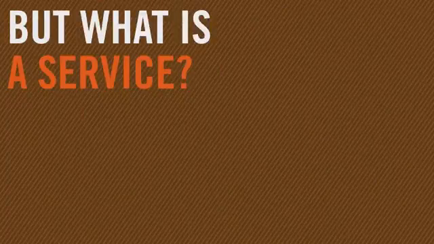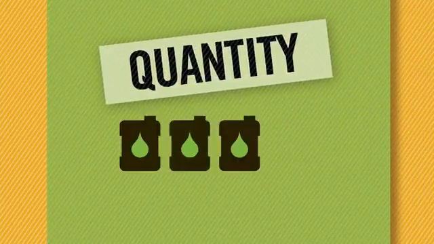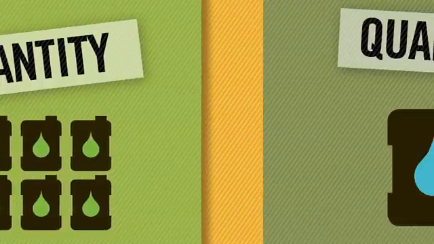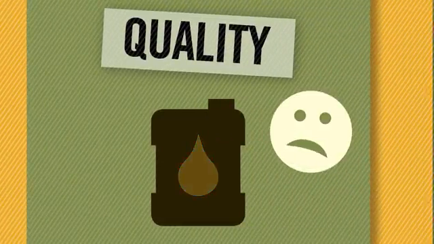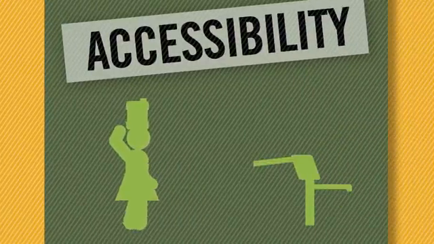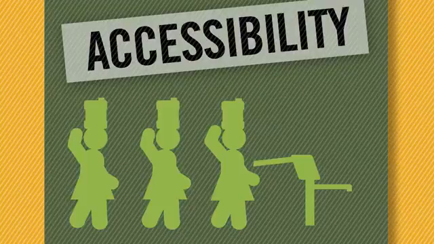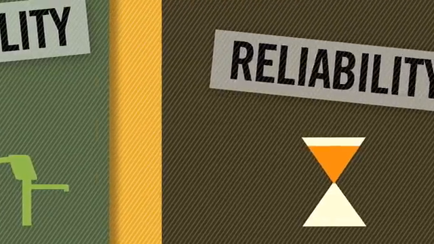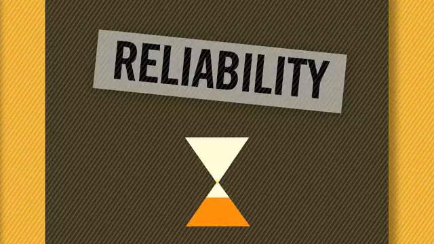But what is a service? How can we measure what people receive for their money? The 4 indicators are: quantity. How many liters does one person get in a day? Quality. So, for example, is the water polluted? Accessibility. How long does it take to get water? This also includes waiting in line. Reliability. So, how many days is the system actually working?